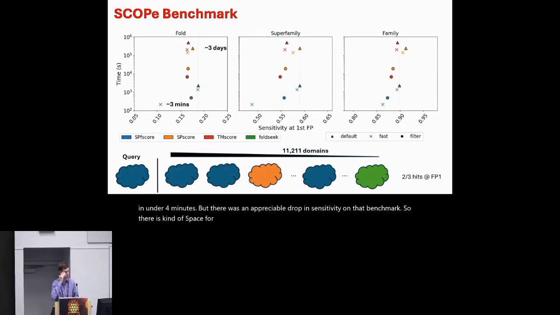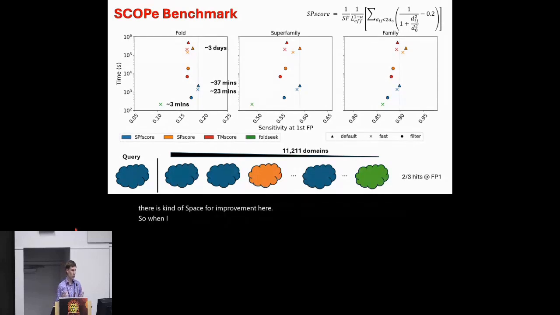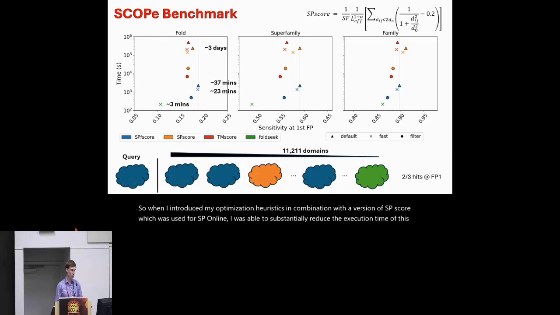When I introduced my optimization heuristics in combination with a version of SP score, which was used for SPalign, I was able to substantially reduce the execution time of this benchmark on the same hardware to under 40 minutes, while also increasing the search sensitivity, at least at the fold level. And when I push the heuristics a little bit further and trade off a tiny bit of performance, I can get execution time even under 25 minutes, which is really approaching quite quick.